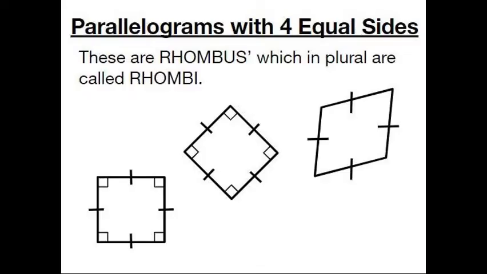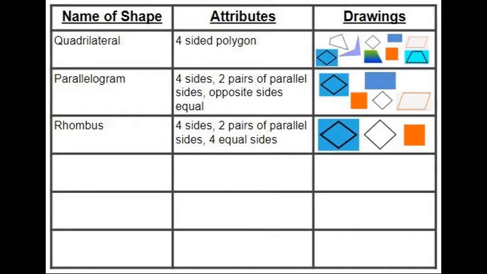Did any of your shapes look like this? These are called rhombuses, or rhombi is the plural name. Notice how they have four equal sides. Their opposite sides are equal, and they also have two pairs of parallel sides. Take time to write this in your chart, a rhombus, and write its characteristics, and maybe draw yourselves a few pictures.